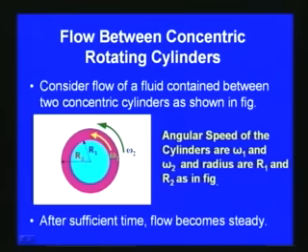Here this is the first cylinder of radius r1 and this is the second cylinder of radius r2, and the flow is between these two cylinders. Both the cylinders are rotating, the first one with an angular velocity of omega 1 and the second one with an angular velocity of omega 2. So, the angular speeds of the cylinders are omega 1 and omega 2, and the radii are r1 and r2 as in the figure.